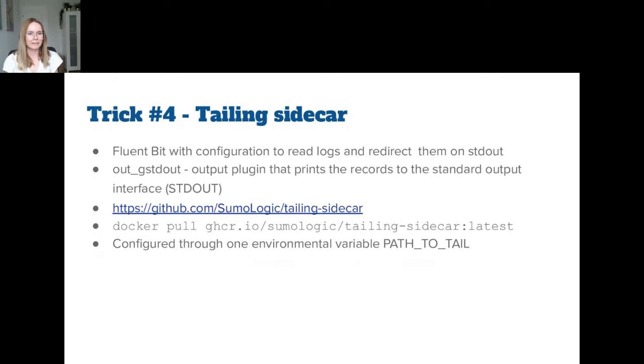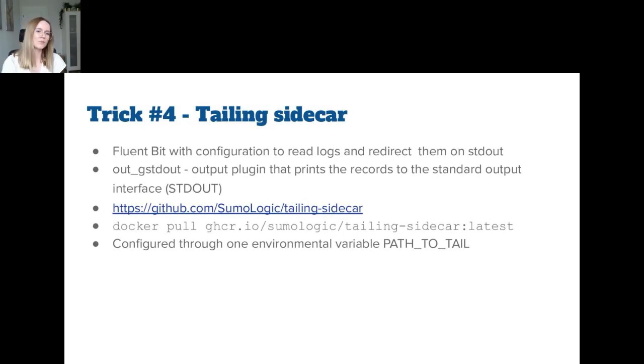And the tailing sidecar, which is running in the sidecar container, is based on FluentBit with configuration to read logs and redirect them to standard output. And it also has in its configuration a database to save the status of reading. And there is also a slightly modified out_stdout plugin which prints the records and redirects them to standard output.